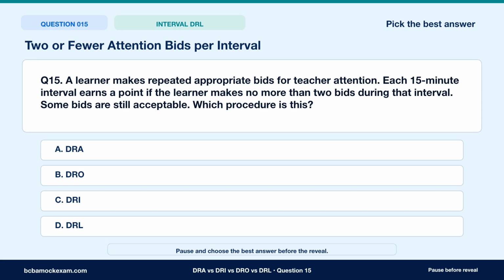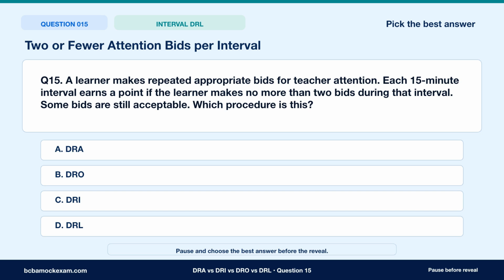Question 15. A learner makes repeated appropriate bids for teacher attention. Each 15-minute interval earns a point if the learner makes no more than 2 bids during that interval. Some bids are still acceptable. Which procedure is this? The choices are A. DRA, B. DRO, C. DRI, D. DRL. Distinguish a non-zero interval count from absence.